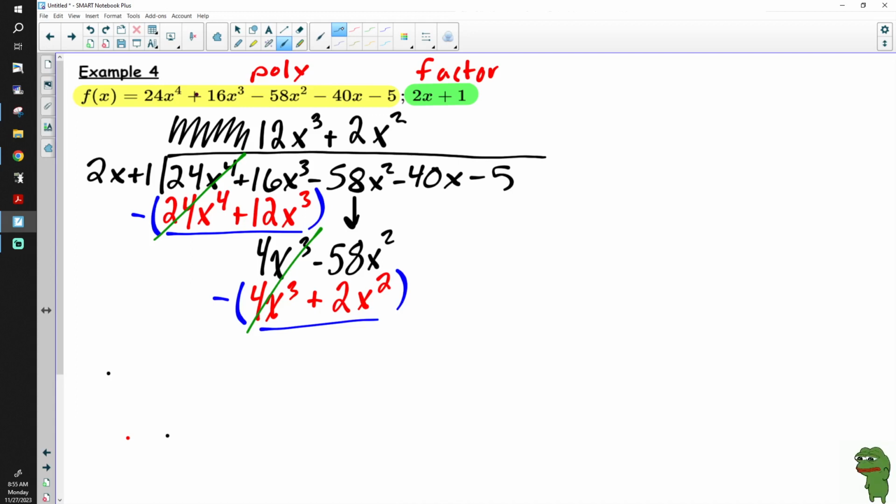What is this number right there? Negative 58. And what are we subtracting? 2. So negative 58 minus 2 is negative 60 x squared. Now drop the next term. Are we there yet? No, we're not. When in doubt, if you feel the need to ask, is that it? It's probably not.